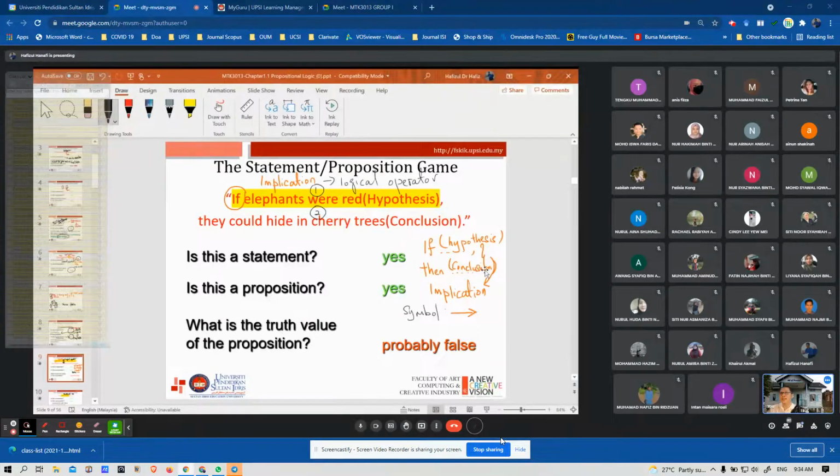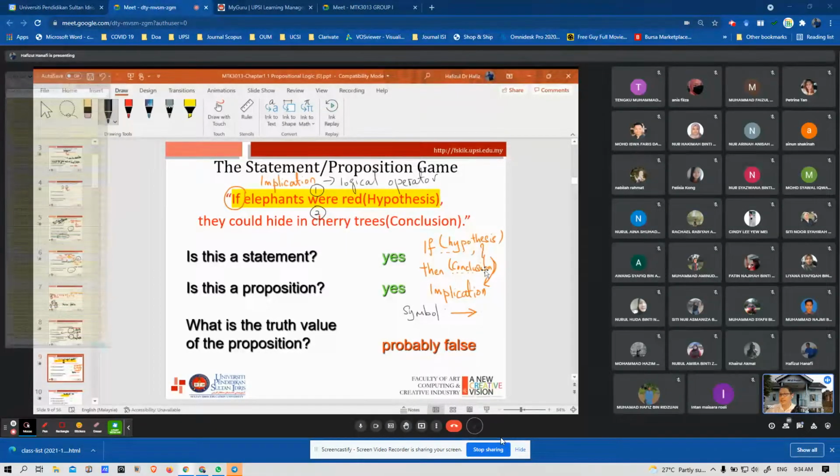Okay, after that we look again at the implication for the logical operators. This one we go by the if-then. If the hypothesis, then the conclusion. And then after that we implicate the hypothesis and conclusion.